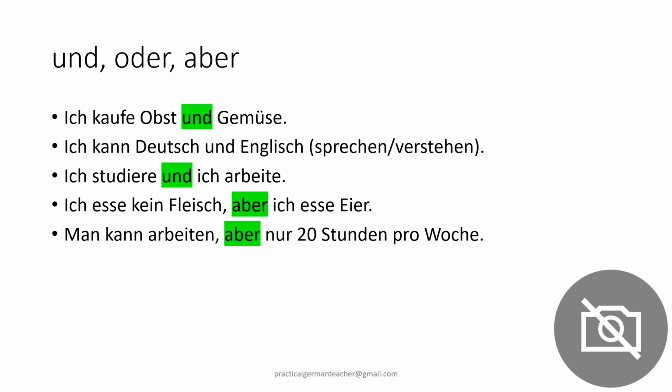This example is interesting. Here after aber, you do not actually have a complete sentence. You are just adding more information to the previous sentence. Actually, you don't even need aber over here, so you can just say man kann. So here the sentence says man kann arbeiten, aber nur 20 Stunden pro Woche. But you don't need this, you can just add this nur 20 Stunden pro Woche between the Modalverb and the verb. So you can say man kann nur 20 Stunden pro Woche arbeiten.